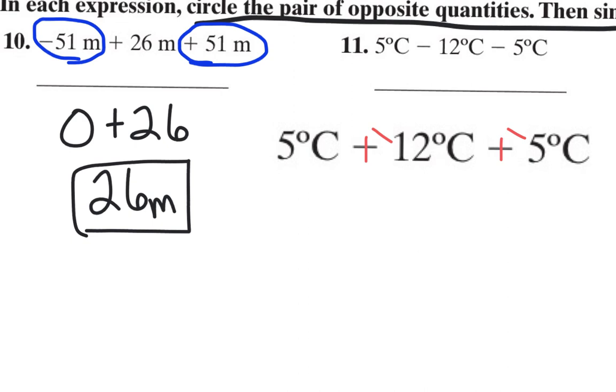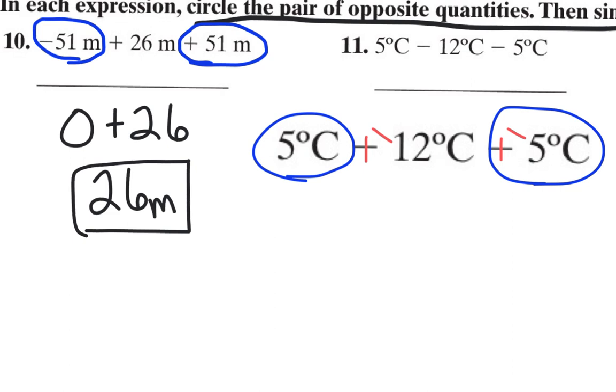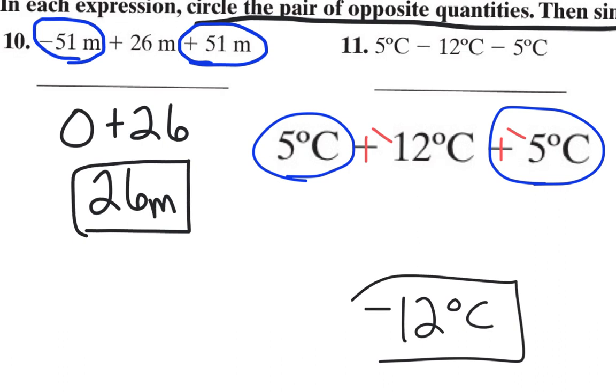At that point, we can look for the opposite quantities. The opposite quantities, again, are the same number but opposite signs. So that would be the 5 and the negative 5. 5 plus negative 5 is 0. Those cancel out. So if you wanted to just directly go to your answer and say it's going to be negative 12 degrees Celsius, you can. Otherwise, you can say that 5 plus negative 5 equals 0, and then 0 plus negative 12 is negative 12 degrees Celsius.